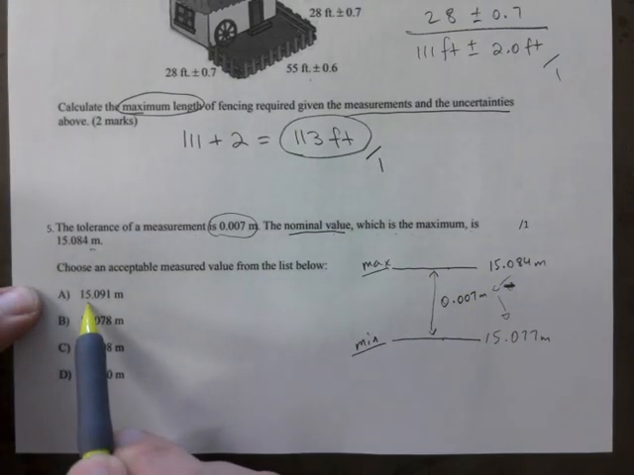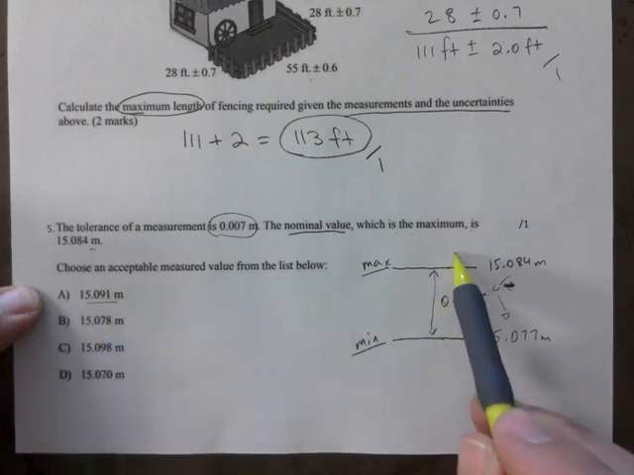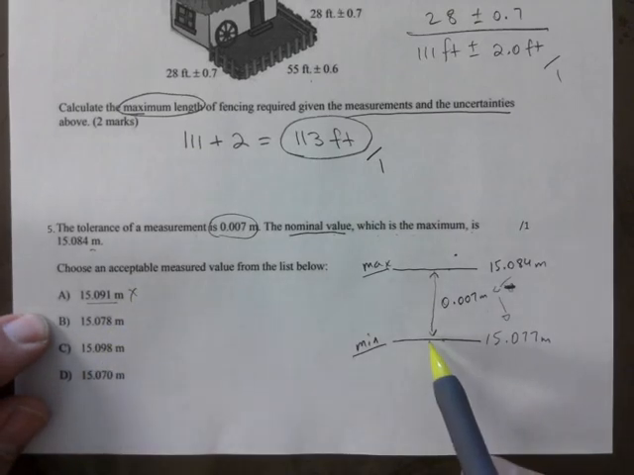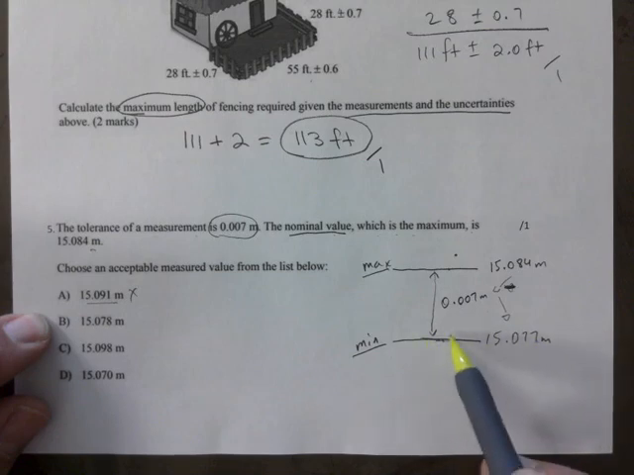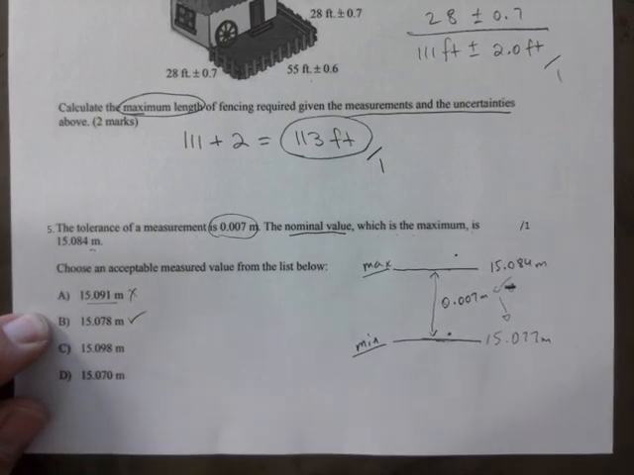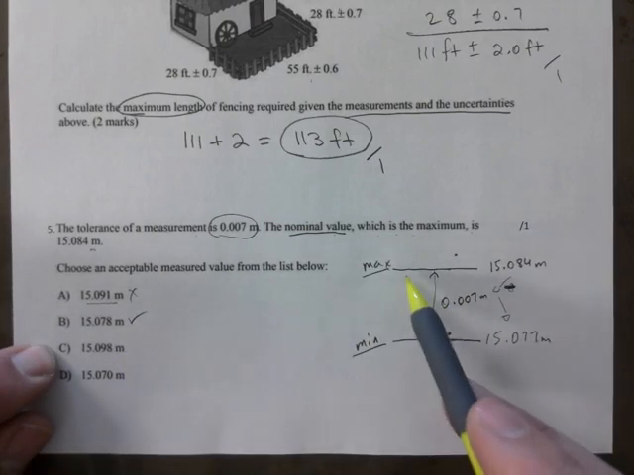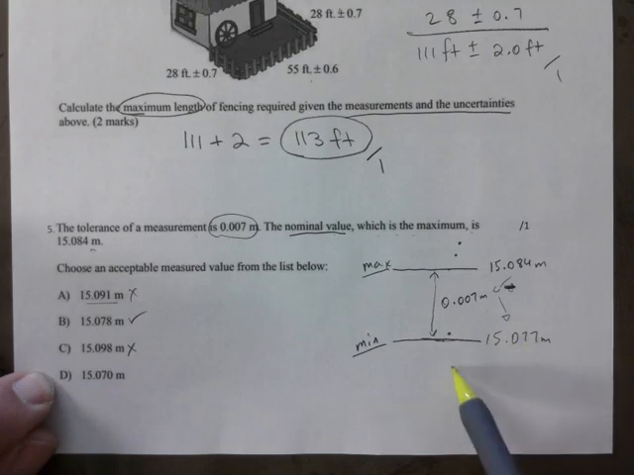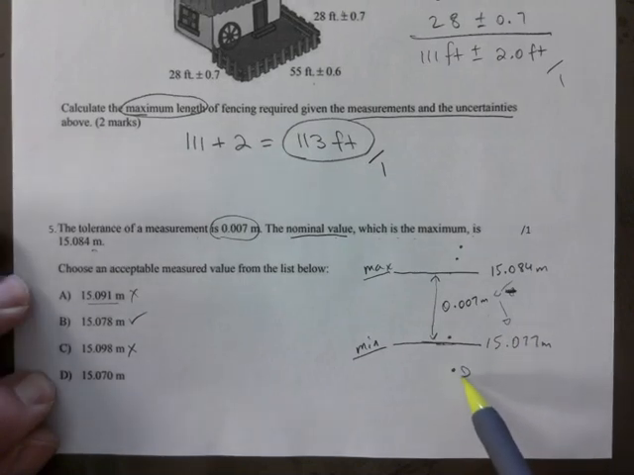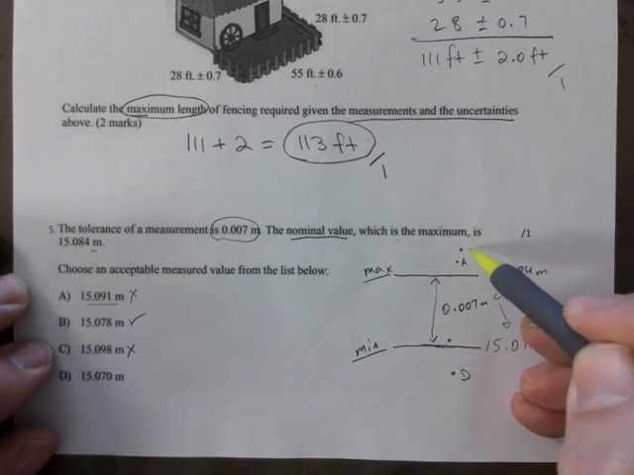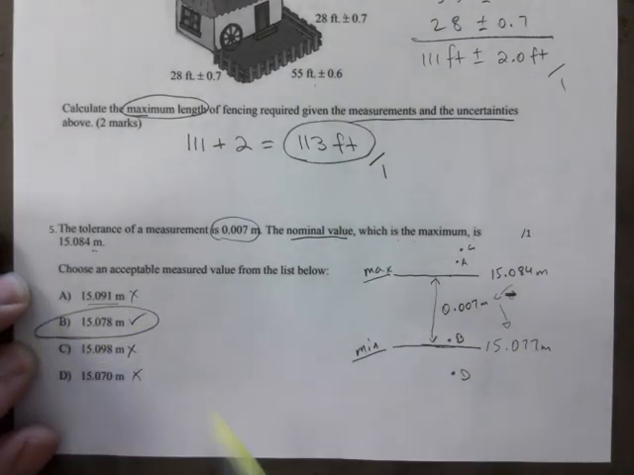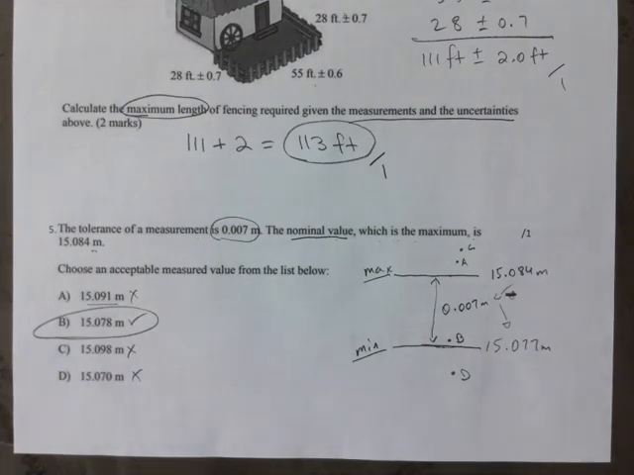Is this acceptable? 15.091, it's above here, so that's a no-go. This one, 15.078, it's just slightly bigger than the lowest. You're in here. This one is good. This one, 15.098, you're out here, not good. 15.070, you're down here. This is D, right? This would be A, and this would be C. The only one that works is B. Okay, that's the only one that would be acceptable under these circumstances. All right?